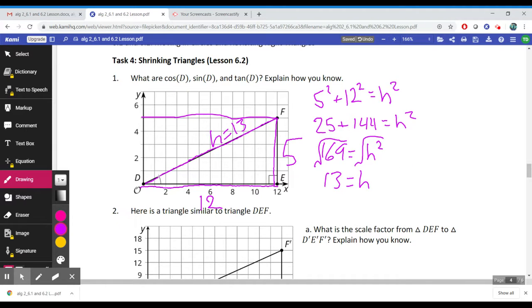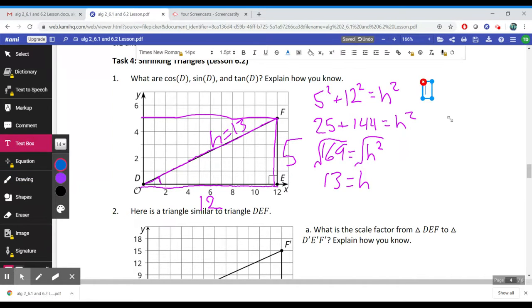So now we have our angle D already labeled for us here. Let's just go ahead and find out what the cosine, the sine, and the tangent of D are equal to. So cosine of D will be equal to, the adjacent side here is 12, the hypotenuse is 13. We divide those two together. 12/13 is our answer.